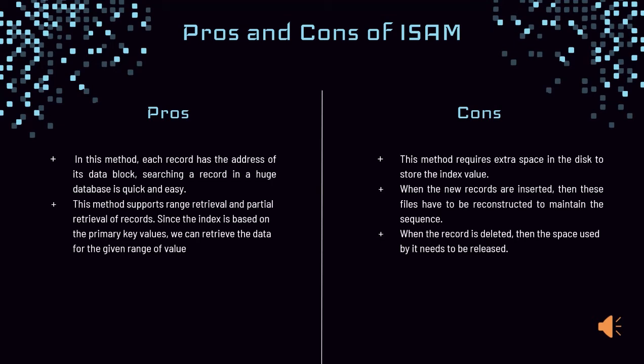For the cons, the first one is this method requires extra space in the disk to store the index value. The second one is when new records are inserted, then these files have to be reconstructed to maintain the sequence. Lastly, when a record is deleted, then the space used by it needs to be released. Otherwise, the performance will be slowed down.